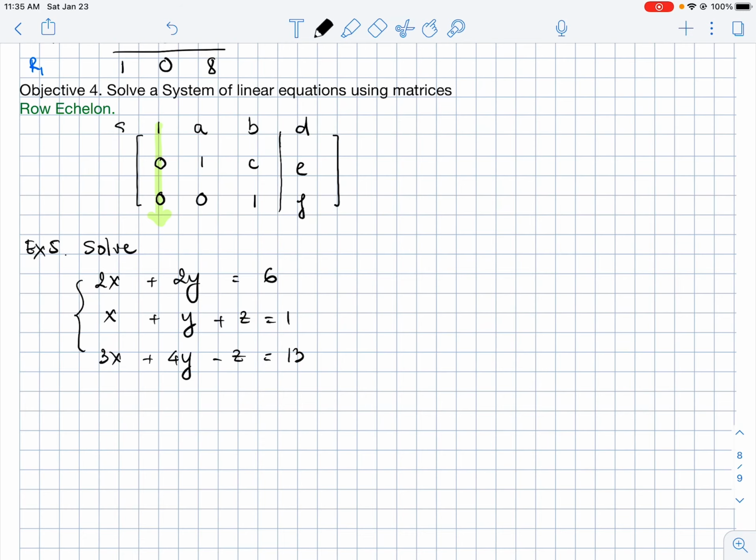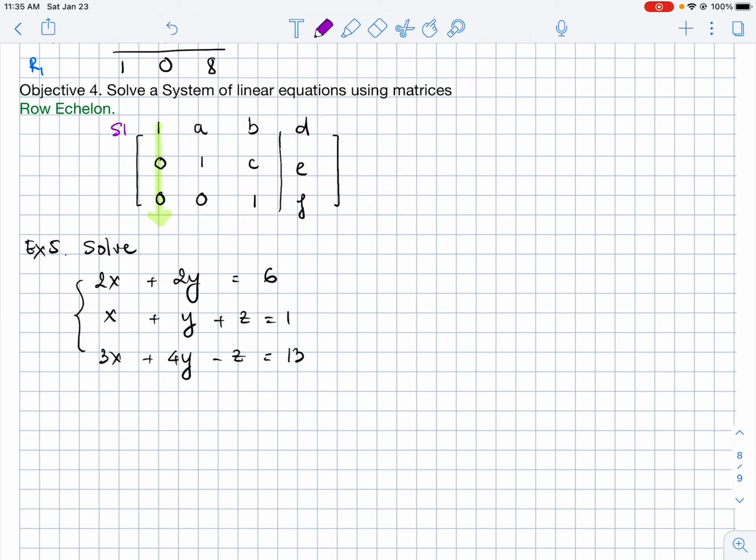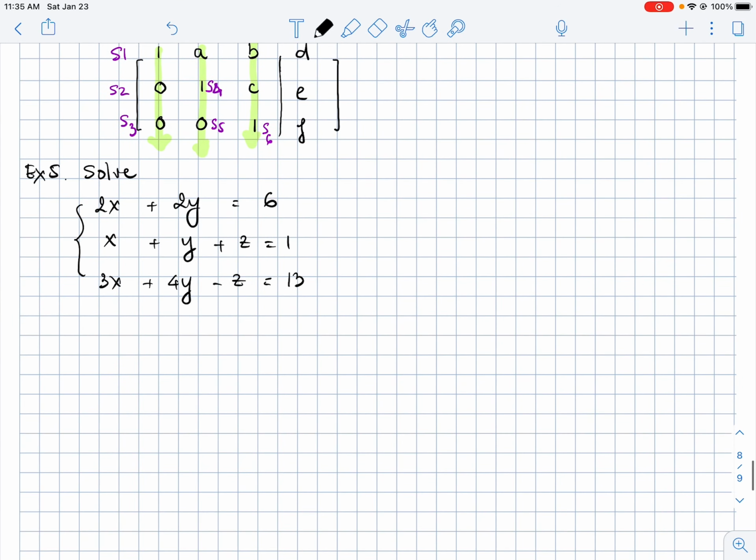In column 1, what we need is, step number 1, a 1, and then 0, 0, so step 2 and step 3. For the second column, we want step 4 to be 1 and step 5 to be 0. For the third column, we want step 6 to be 1. Sometimes we can only interchange the rows and we'll get what we want.